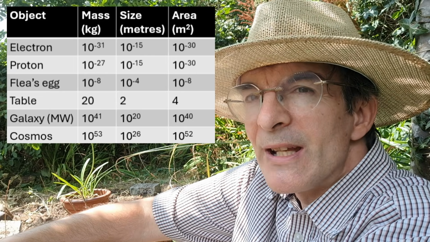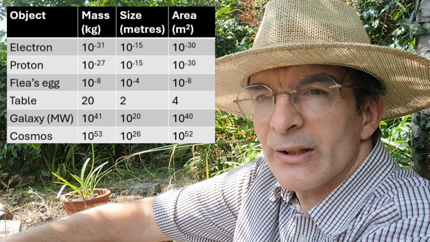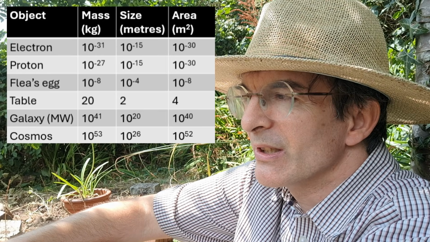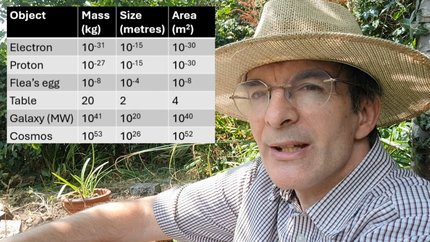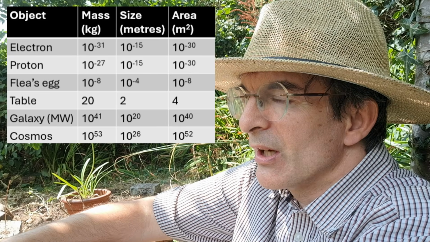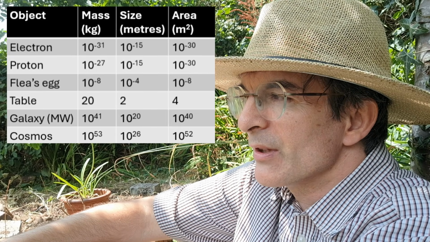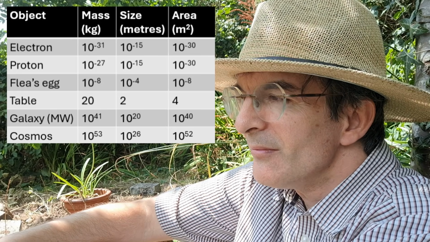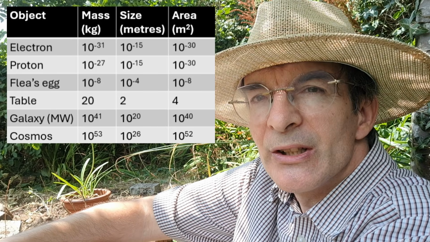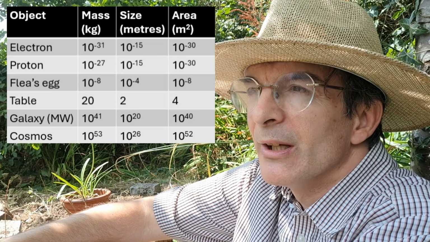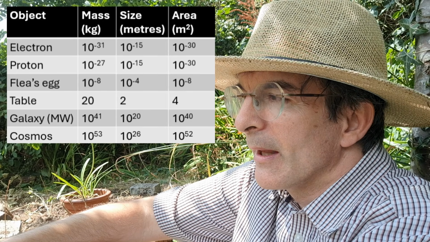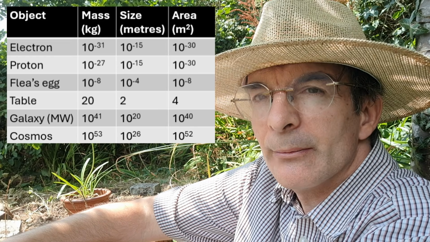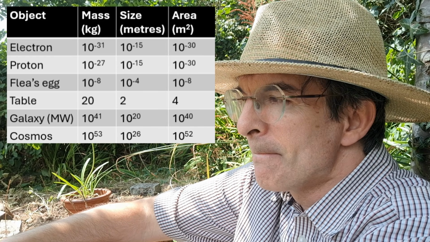Then I'm going to look at a flea egg. I just chose this as a kind of small object within our realm of experience. The mass is about 10 to the minus 8 kilograms. The size is 10 to the minus 4. So the area is 10 to the minus 8, so it agrees with the mass. Then we have a kitchen table, which is about 20 kilograms and about 2 meters long, and so the area is about 4 meters squared, so again, within the right order of magnitude.